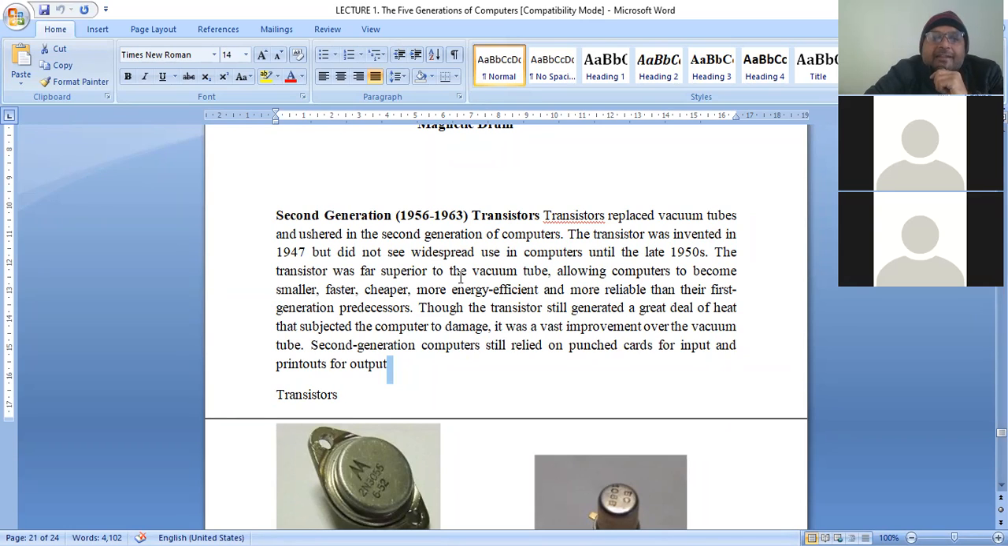The transistor was better than the vacuum tube. Due to the transistor, our computers became smaller, faster, cheaper, and more energy efficient. In the first generation, where they used vacuum tubes, computers were big, not that efficient, and produced a lot of heat. All these disadvantages were overcome by transistors.